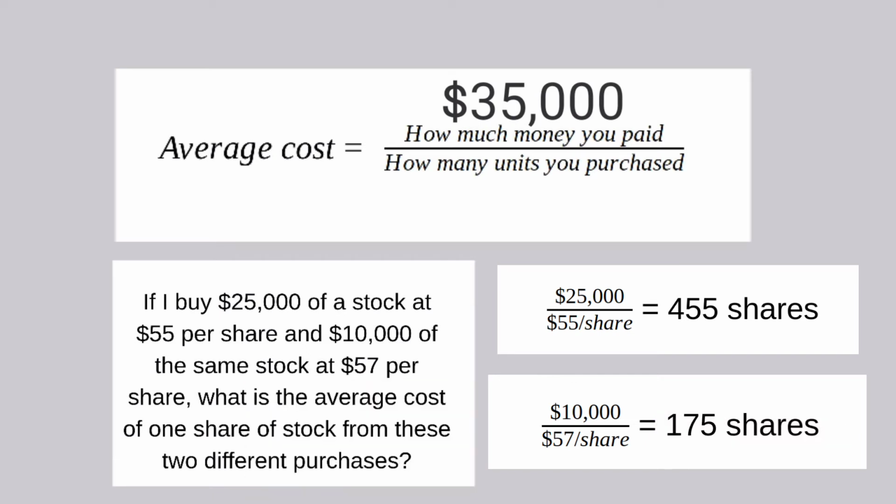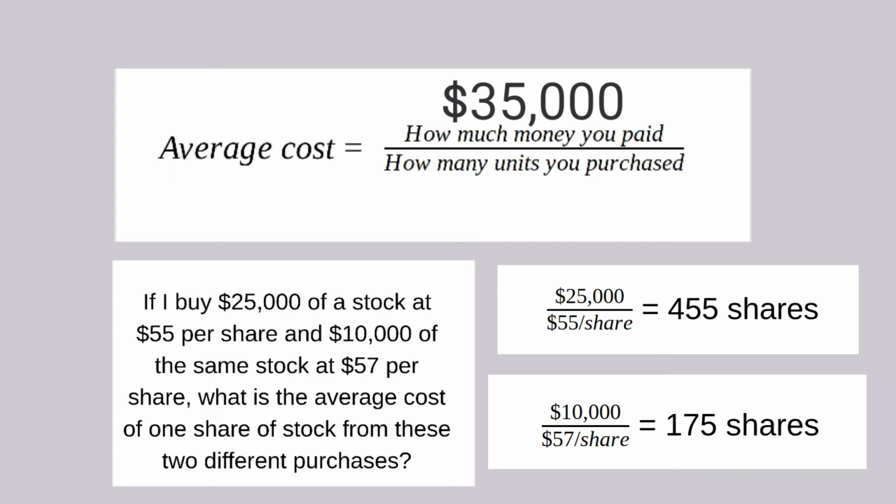Now we have all we need to complete the average cost formula. We know that $35,000 was used to buy shares of a stock. $25,000 of that $35,000 was used to buy 455 shares of the stock at a cost of $55 per share. And $10,000 of that $35,000 was used to buy 175 shares of the stock at a price of $57 per share. To complete the average cost formula, we just need to know how many units were purchased for $35,000.